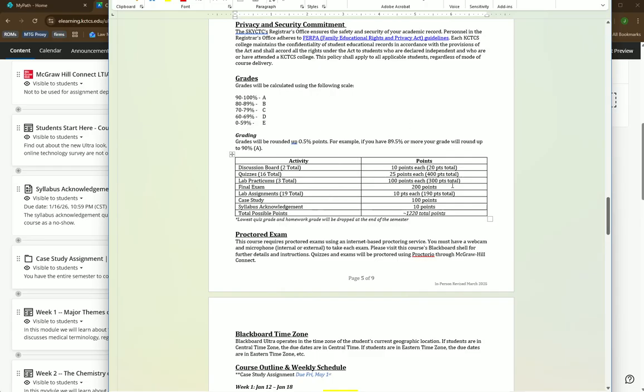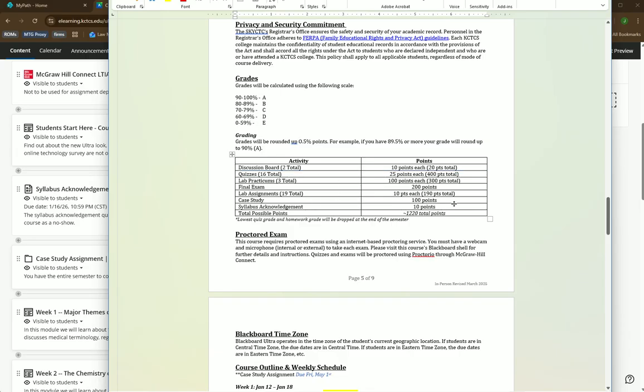Final exam is going to be 200 points. That's going to be at the end of the semester. And it's going to be laid out pretty much like your quizzes are. And the final exam is going to be a culmination of your quizzes. So I implore you to study your quizzes and you will be ready for your final.